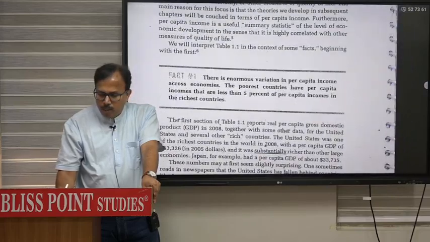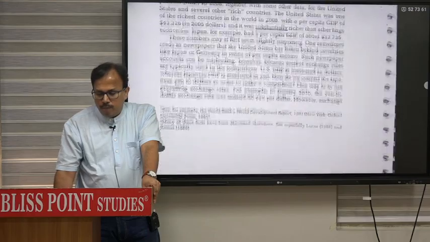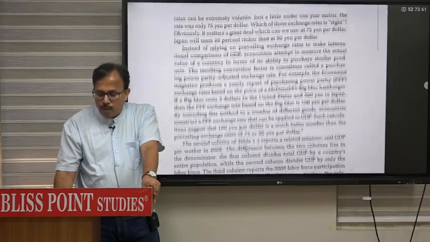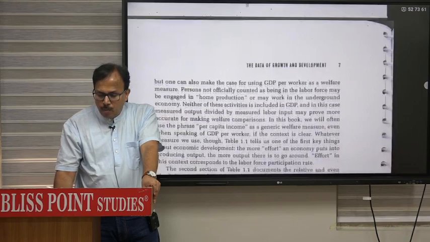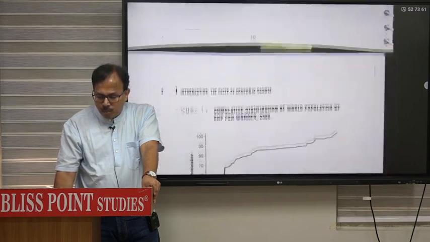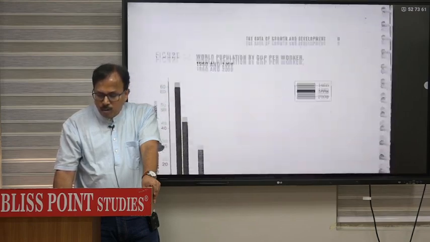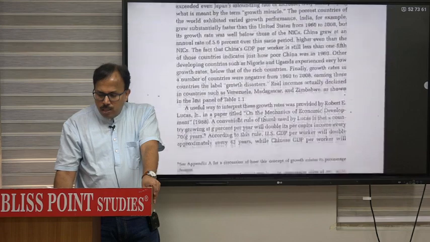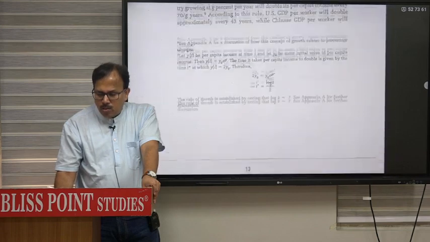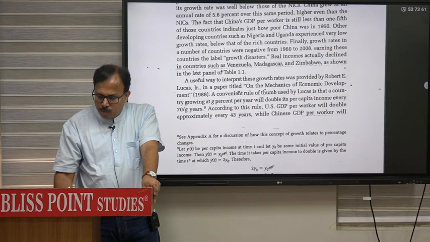So why do we find enormous variation in per capita income across the economies? Different countries have different stock of capital and labor force and technical progress growth rate. Clear? So this chapter is all about introduction, just a short objective information given by Lucas that if a country is growing at the rate of g%, it will double its per capita income every 70 by g years.